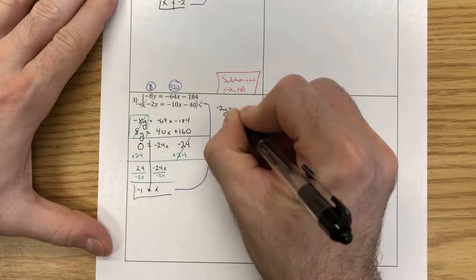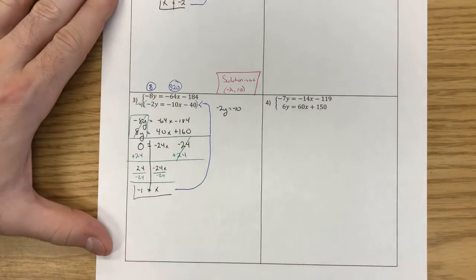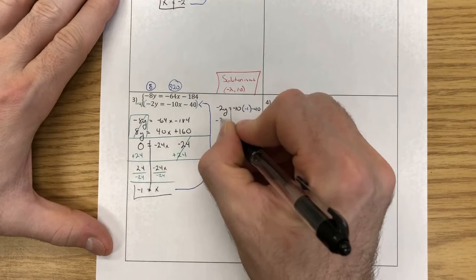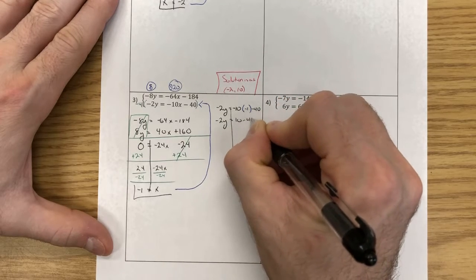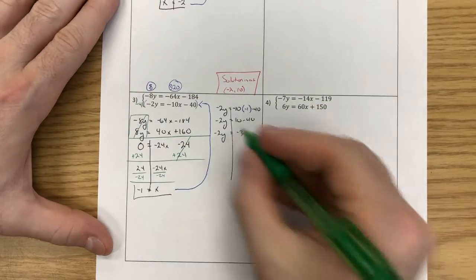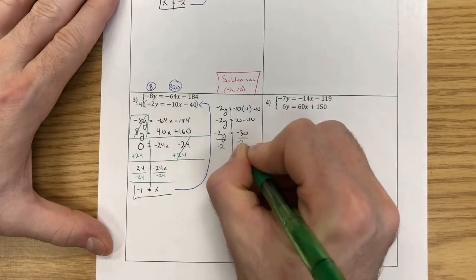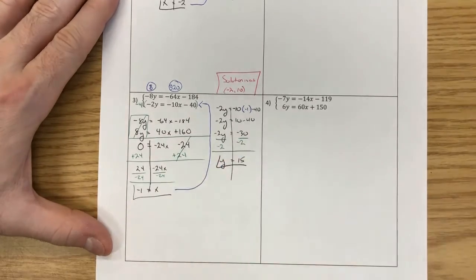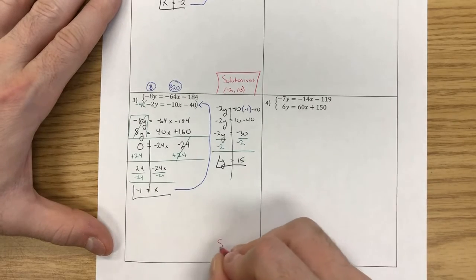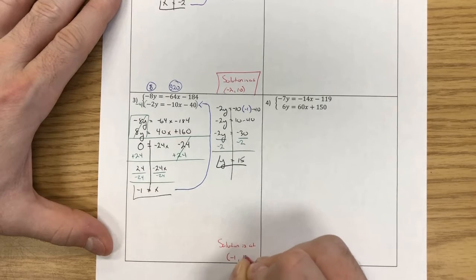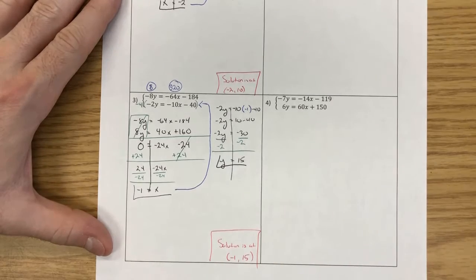So negative 2y equals negative 10 times negative 1 minus 40. So negative 2y is 10 minus 40. Negative 2y is negative 30. And divide by negative 2. Y is 15. And so we have a solution, a point where the lines cross at negative 1 comma 15. Perfect.